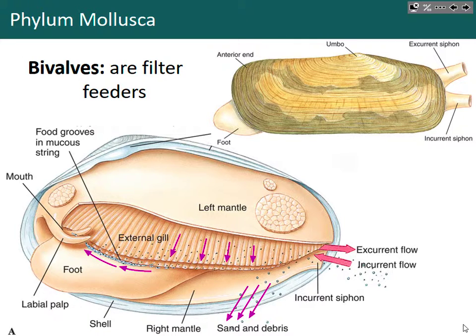They create a mucus-like substance to catch food, and then that mucus tract moves towards the mouth, which is up here. Water is also passing over these gills, and they're extracting oxygen from it. Food moves into the mouth and goes through the digestive system, and the water travels back out through the excurrent flow, taking away carbon dioxide and waste, leaving the body.